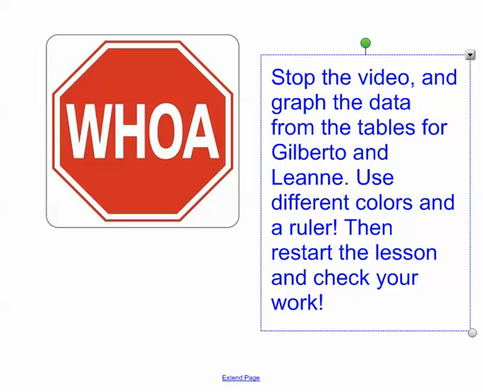All right, it is your turn now. Stop the video again. Graph the data for the tables from, not Gilberto, we've already done that, but from Elena and Leanne. Use different colors, use a straight edge. Once you have these graphed, restart the lesson and check your work.